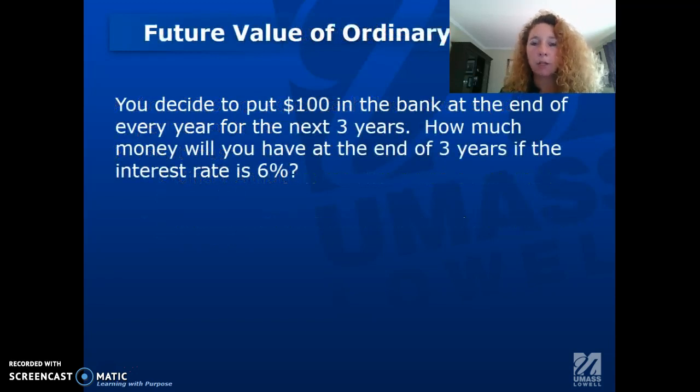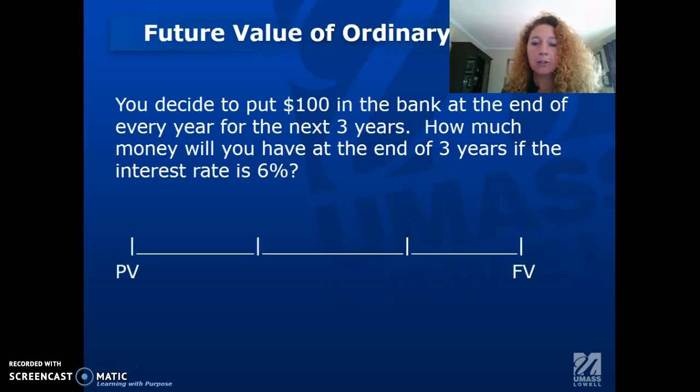Again, we're following along in your chapter course notes, your student notes. So we decide to put $100 in the bank at the end of every year for the next 3 years. How much money will we have at the end of 3 years if the interest rate is 6%? So of course we're going to put together a timeline. And here's our timeline. We have present value on the left and the future values on the right. And again, ignoring that first line over present value because that's the 0 line, we have 1, 2, 3 lines till we get to the future value because we have 3 years.